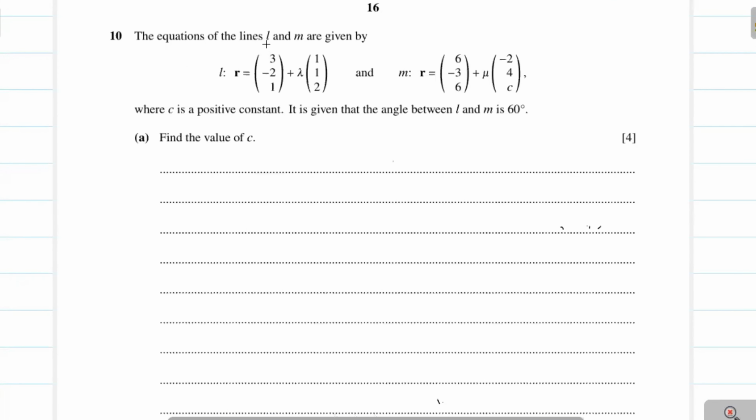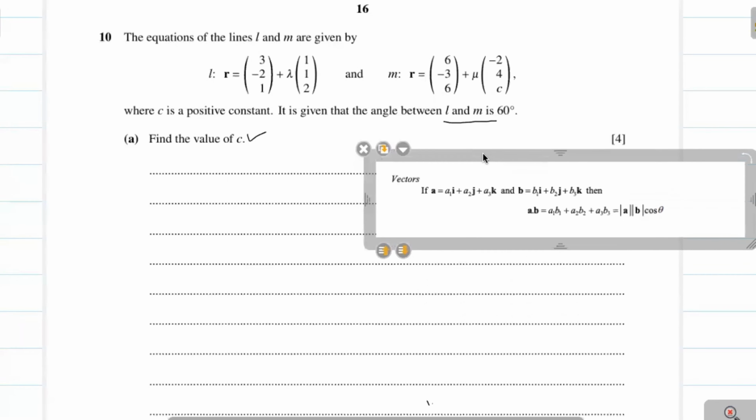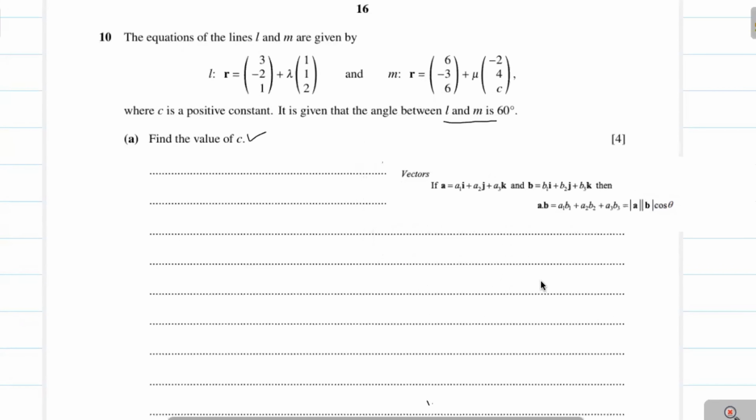Question number 10, the equation for the line L and M are given. Where C is the constant, it is given that the angle between L and M is 60 degrees. Find the value of C. You see here in the formula sheet, this is the formula of the angle between two vectors. A dot B equal to A magnitude and B magnitude cos theta. You see here the A and B are the direction vector.